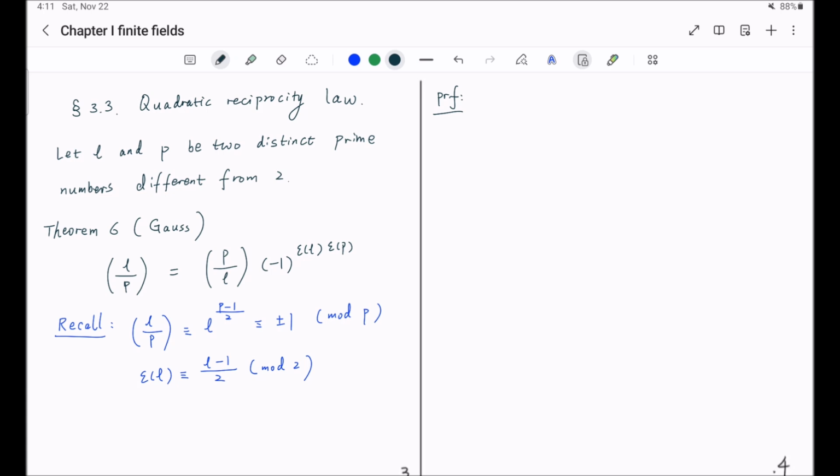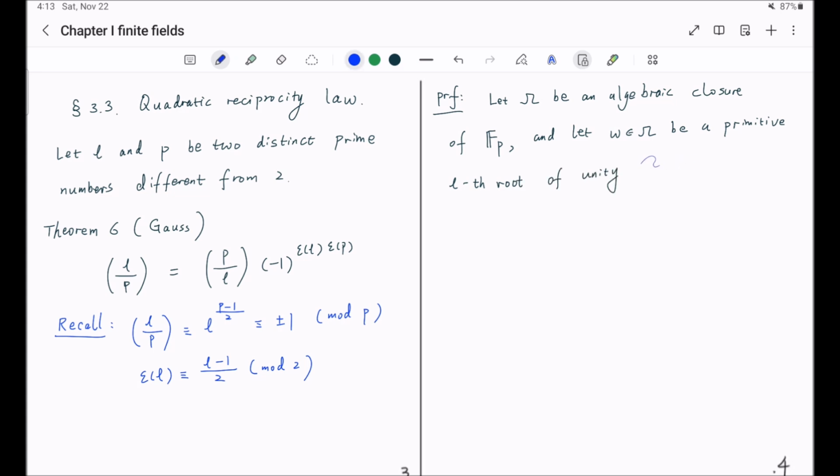Let omega be an algebraic closure of the finite field Fp. And we pick an element little omega from omega to be a primitive Lth root of unity. So what does this mean? This means omega to the power L is equal to 1, and omega to the power L prime is not equal to 1 for any L prime less than L, bigger or equal to 1.